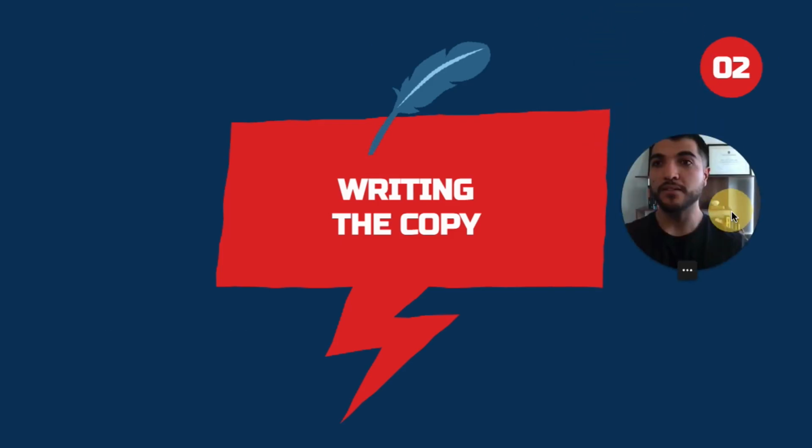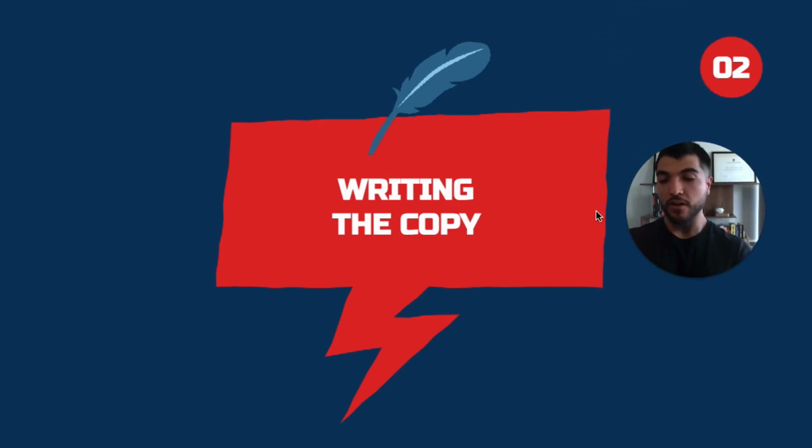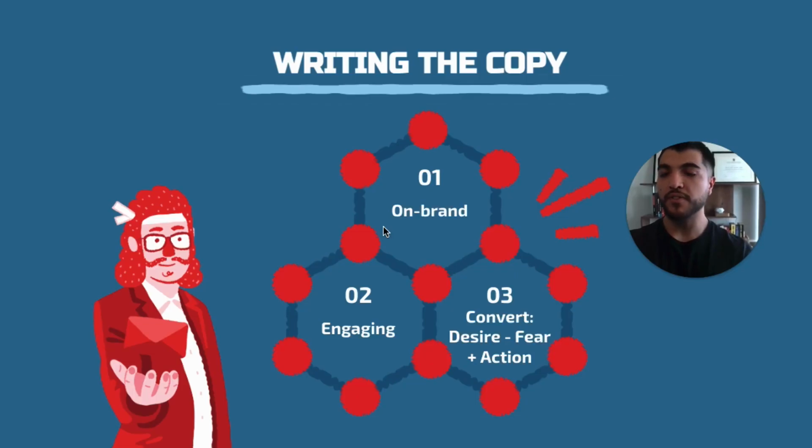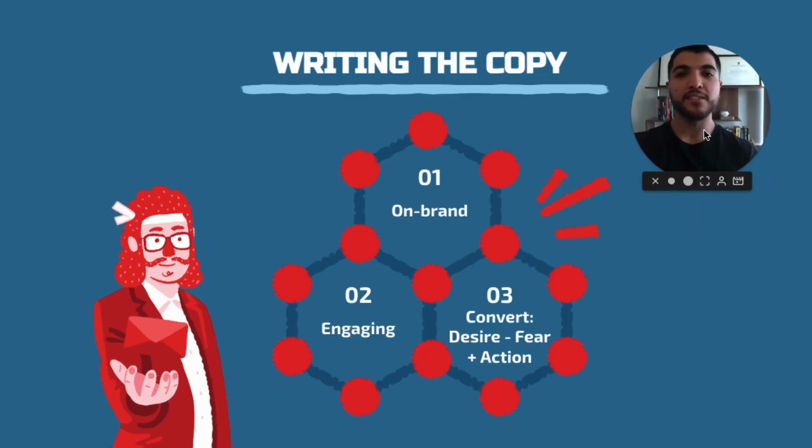So let's write the email copy for all of these 4 emails. But first, what is good email copy? So we have 3 main factors here that make an email convert. So first of all, it has to be on brand. So basically keeping consistency between your channel, your website, your Instagram, and so on, basically so they don't think you have a brand personality disorder.